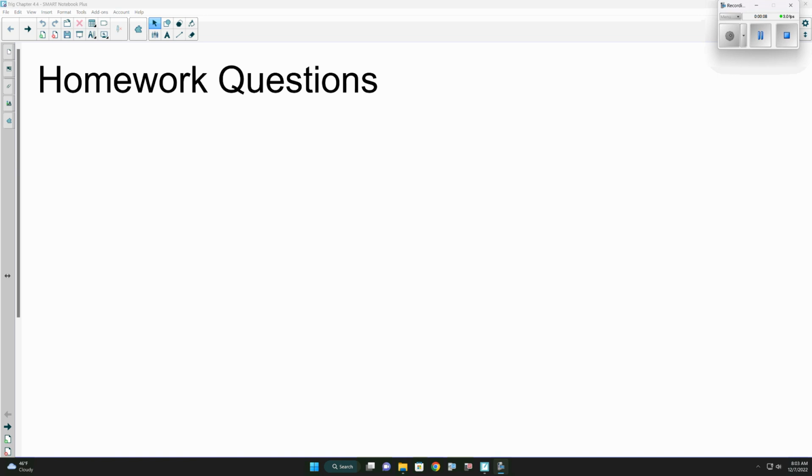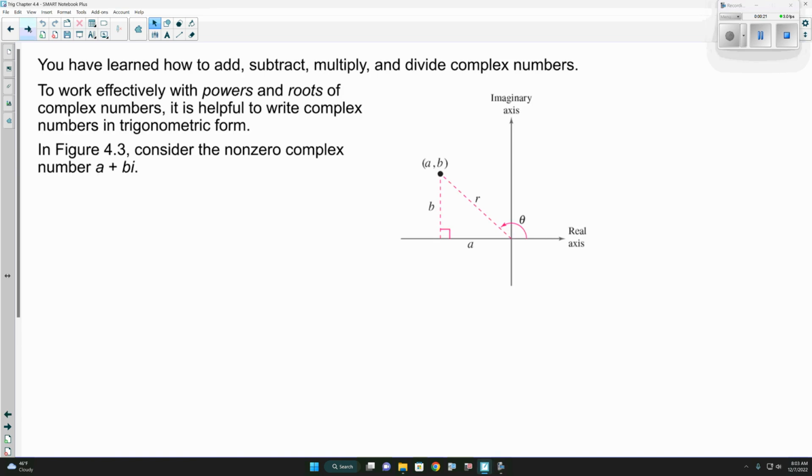So what we're doing today is going to be new. Out of everything we've done so far, we really haven't covered any real new material, but today is going to be something new. Because we've been talking about a plus bi in these forms, but we can also write it in polar form.